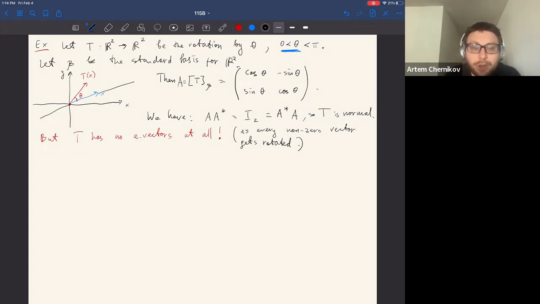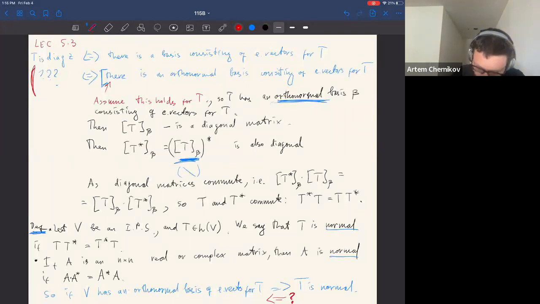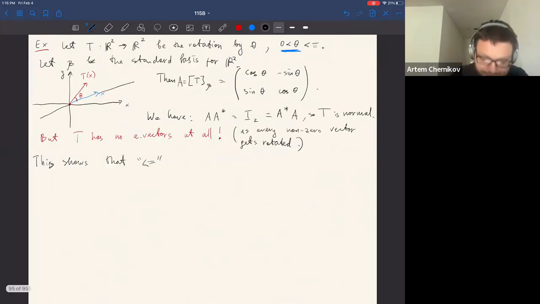So this shows that the converse implication in our guess can actually fail for the field of real numbers. We saw that an orthonormal basis of eigenvectors for T implies T is normal, and we are wondering if the opposite implication holds. So this example shows that the opposite implication can fail for F, the field of real numbers.